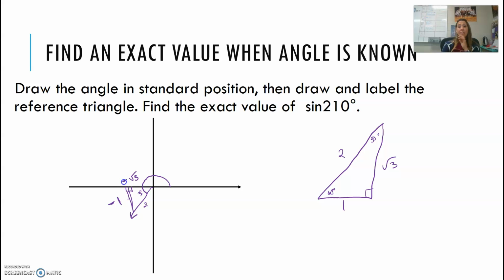So if I'm finding the sine of 210 degrees, I'm going to use this as my reference angle. Then that means that my sine, which is the opposite, so sine of 210 degrees is going to be my opposite, which is -1, over my hypotenuse, which is 2, so -1/2. So go ahead and get that in your notes, and then we'll do another one.